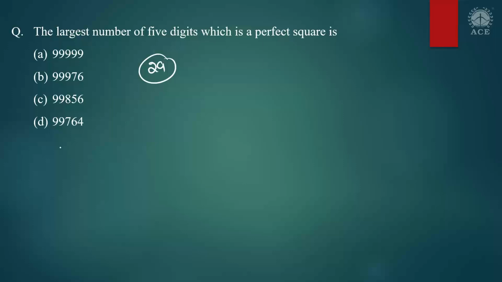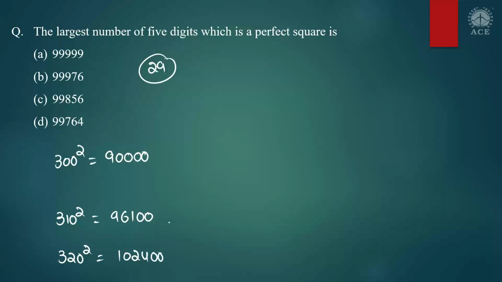Perfect square. See, 300 square. Without a calculator, how to handle? You just think: 300 square is nothing but 90,000. 310 square, 31 square is 961, right? So we'll get this. But 320 square, 32 square is 1024. You are crossing. So your answer must be between 310 and 320 only.